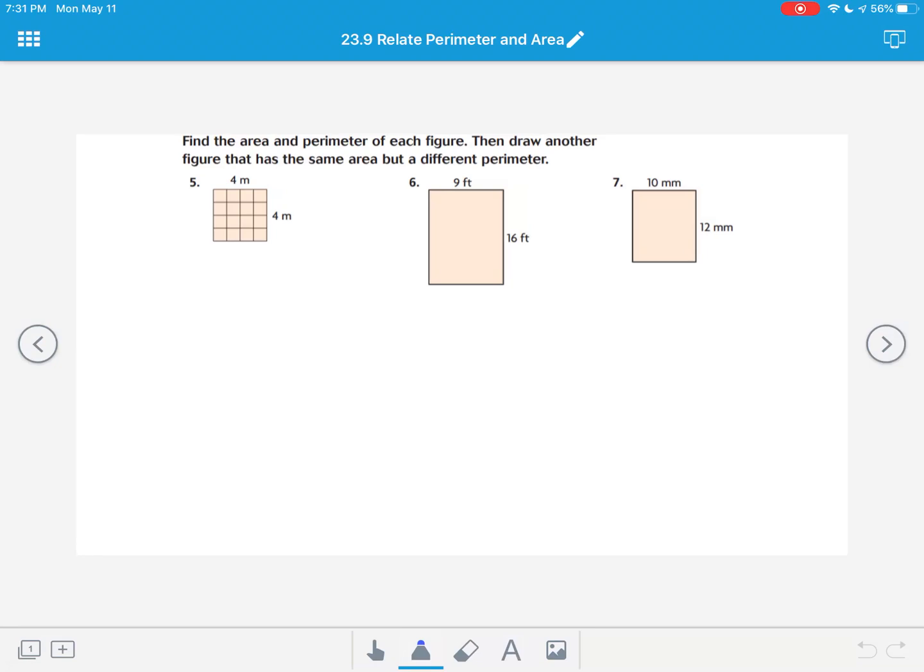It is helpful when they tell you it doesn't have to be bigger or smaller. If it just has to be different, that gives you a little bit more freedom to play around. Let's try it in the reverse way with number 5.